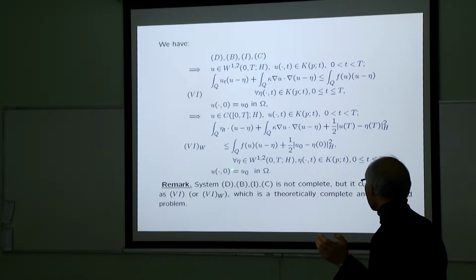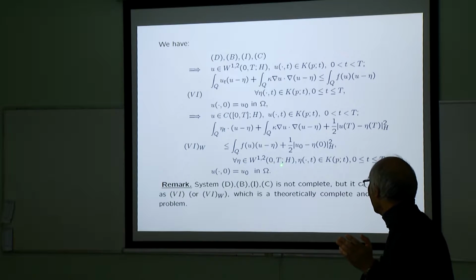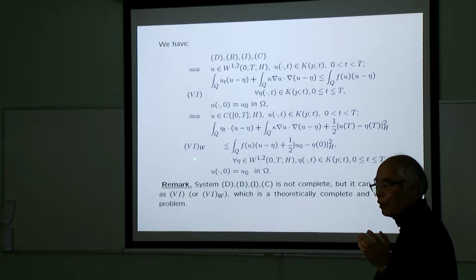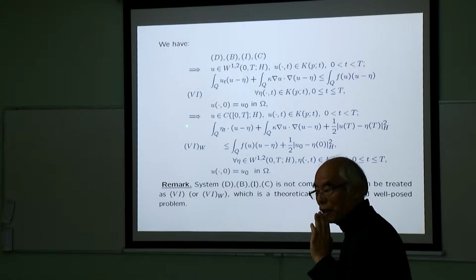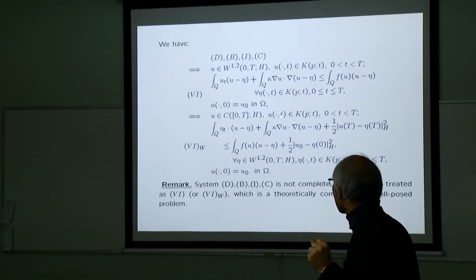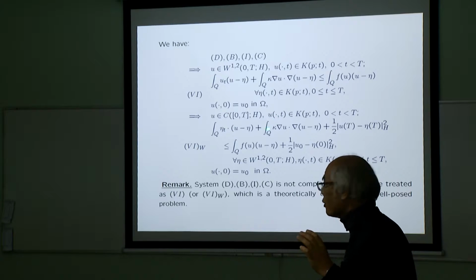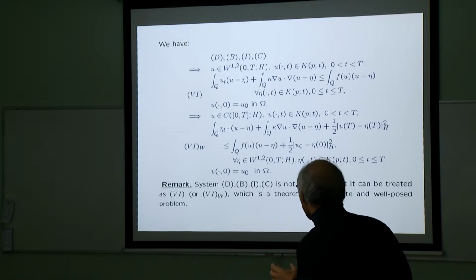In this case, the test function eta should be integrable in time. And in the weak formulation of variational inequality, in general, we require less regularity about u. Just continuous. Now, of course, this u has to satisfy the state constraint.